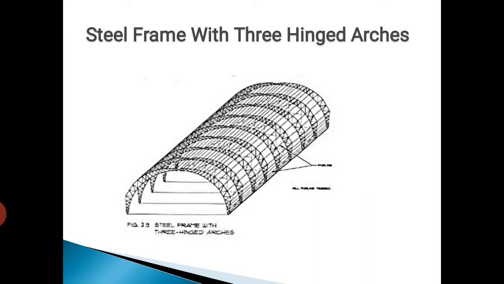A 3-hinge arch is a geometrically stable and statically determinate structure. It consists of 2 curved members connected by an internal hinge at the crown, and it is supported by 2 hinges at its base. It will not be affected by the settlement. It provides an internal member or tie to resist outward thrust caused by arch action.